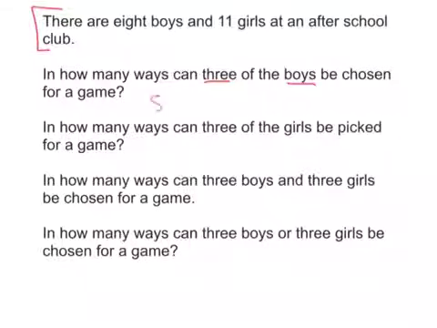So there's 8 boys, and we're going to choose 3 of them to play a game. Well, that's a combination because it doesn't matter what order they are chosen in. They all 3 will be playing the game. So 8C3 ends up being 56. The second question, in how many ways can 3 of the girls be picked for a game? So same situation, but this time it's 3 girls out of the 11 girls. We're going to choose 3 of them to be involved in the game. Order is not important here. And that is 165.